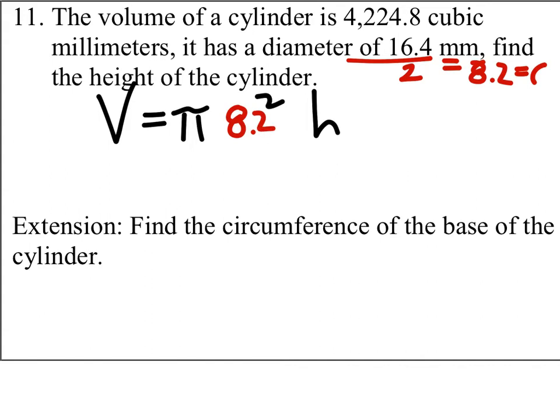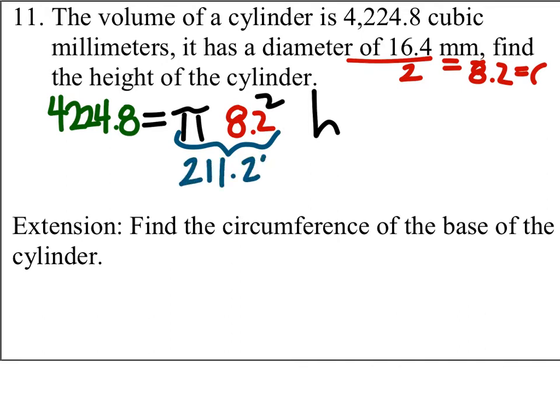Now this one, we don't have the height, but we do have the volume, which was 4,224.8. To solve this one, we can do 8.2 squared times pi first and just see what that gives us, and then we'll just divide by one number. The decimal I got, and we don't need the full decimal, of course, is 211.241. Now times h equals 4,224.8.